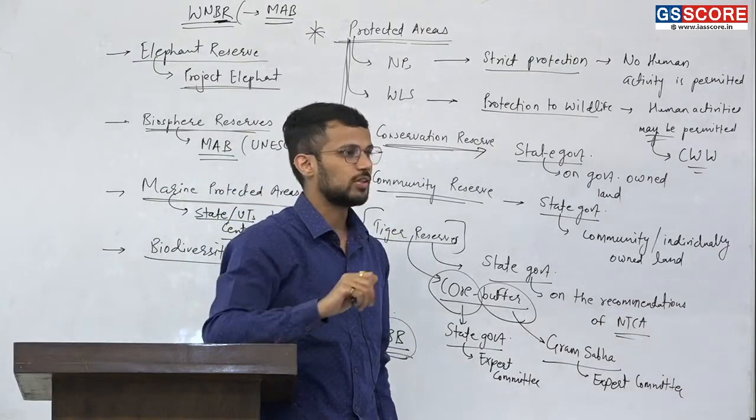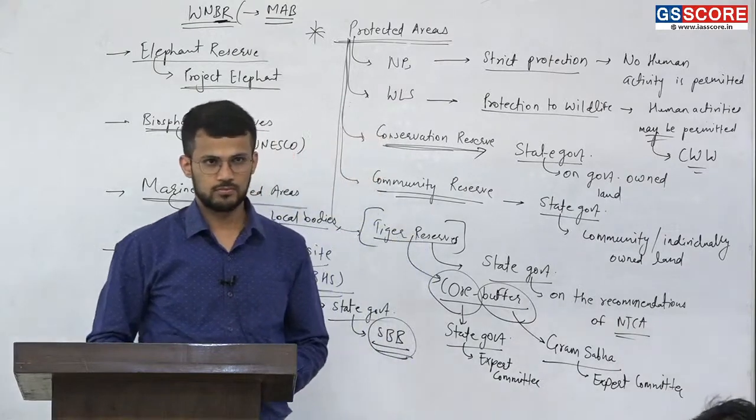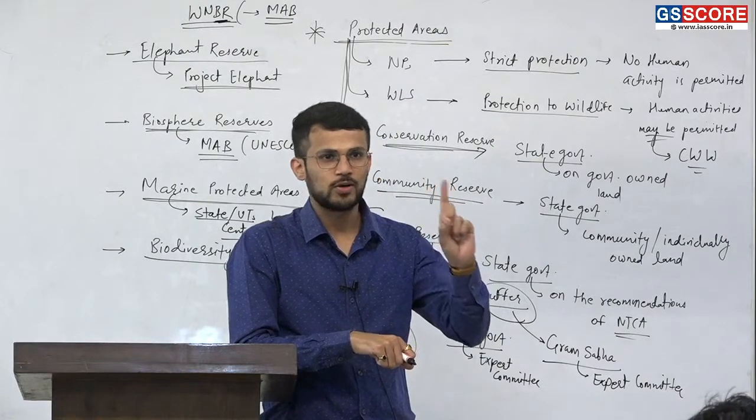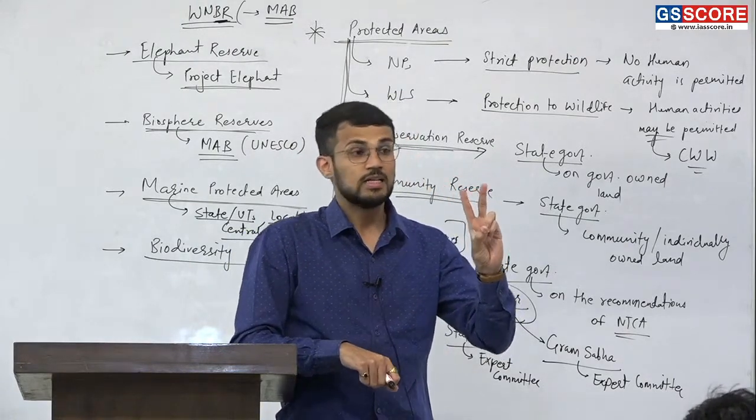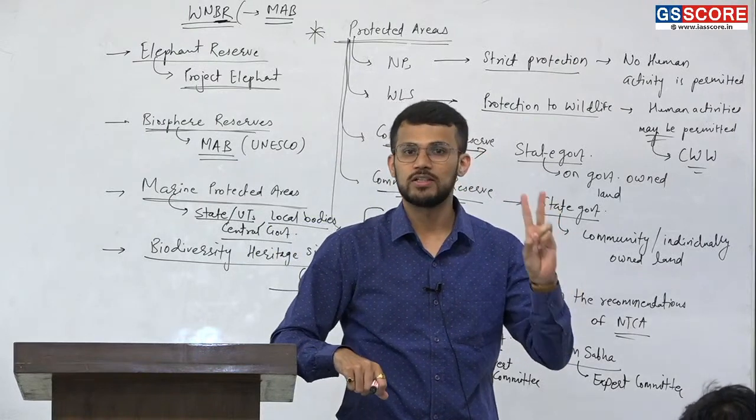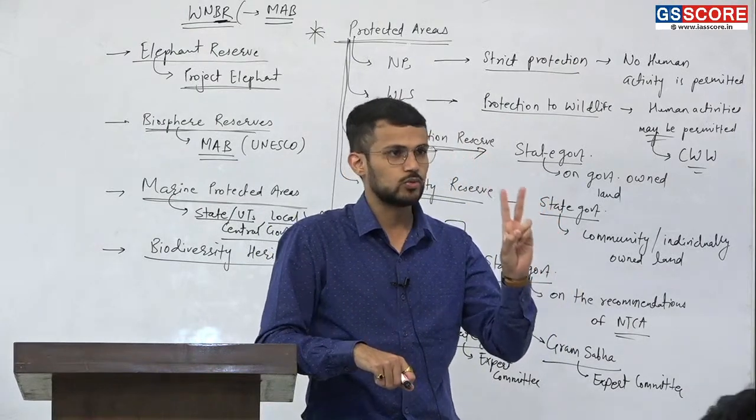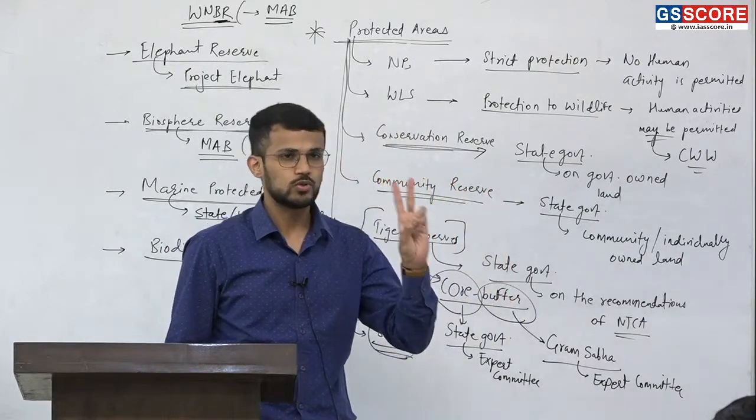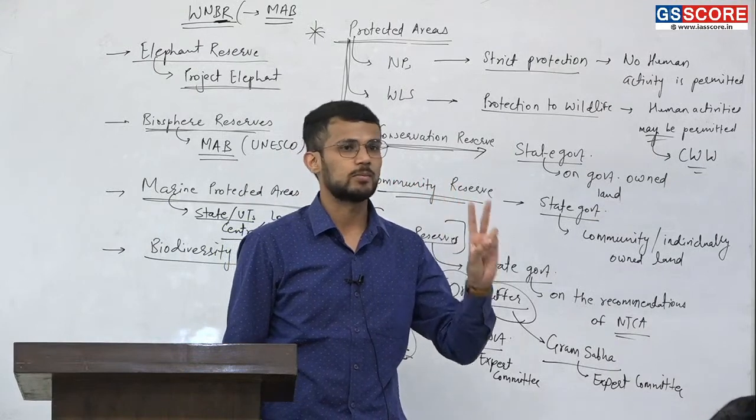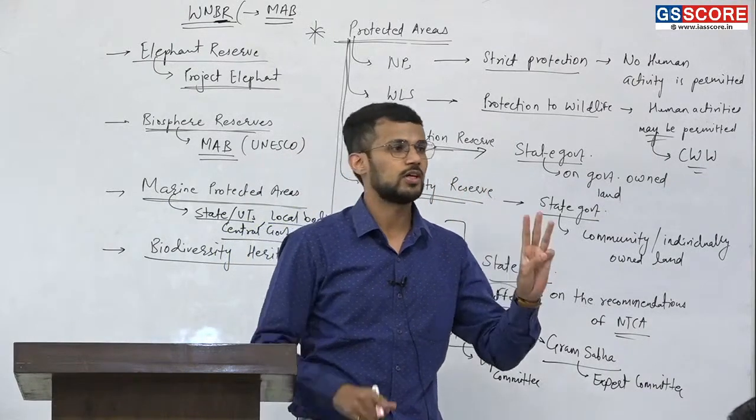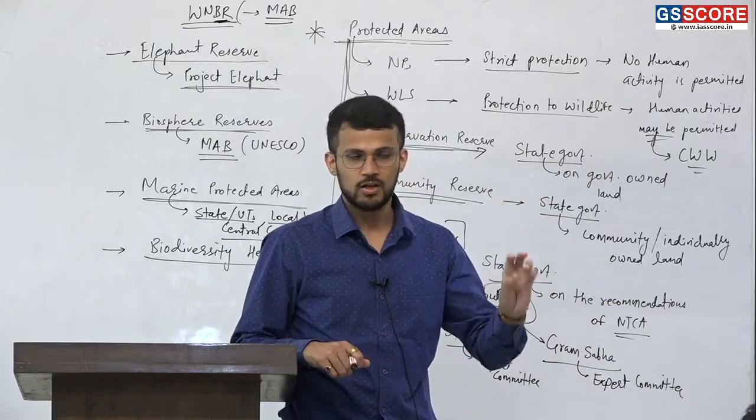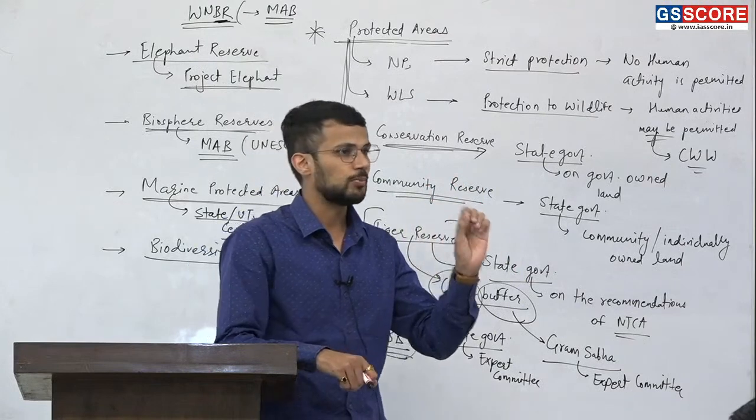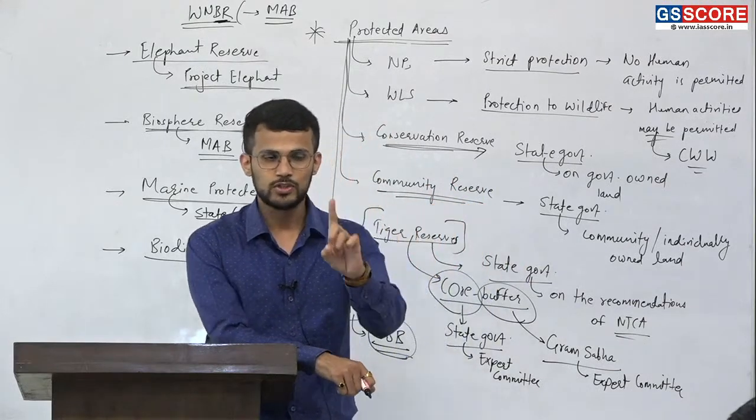Right? Can you please tell me three important goals of CBD? Fine, first is conservation of biodiversity. Second, sustainable use of biodiversity resources. And third is, once you carry out sustainable use, you will receive some benefits. Those benefits should be shared in a fair and equitable manner with all the stakeholders. That is goal number three. Right, and in order to achieve goal number three, which protocol is there?